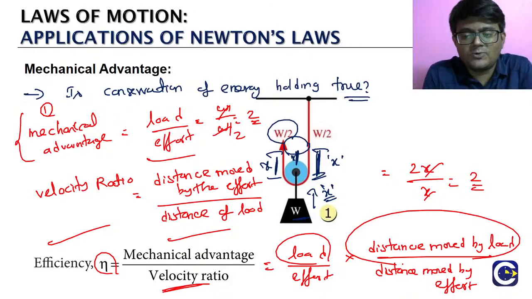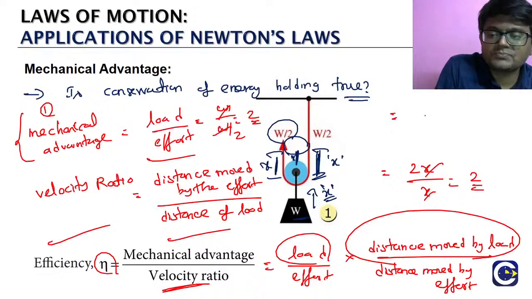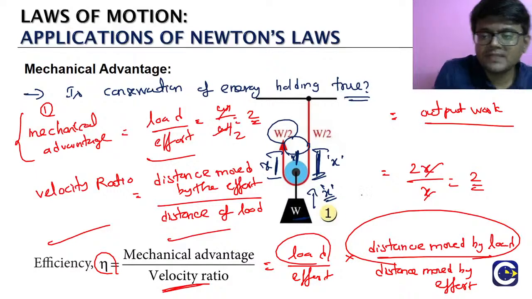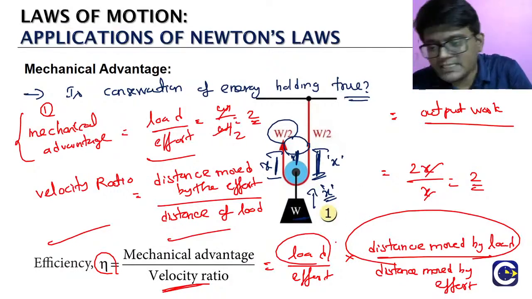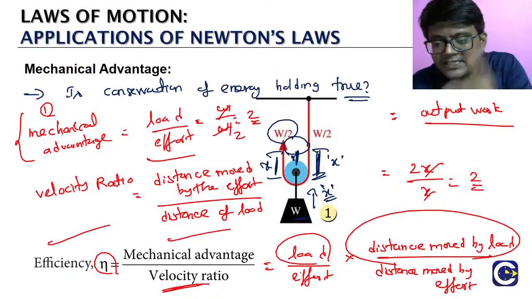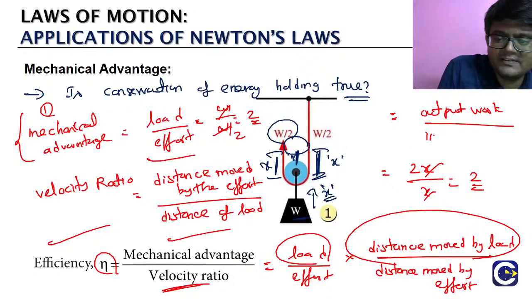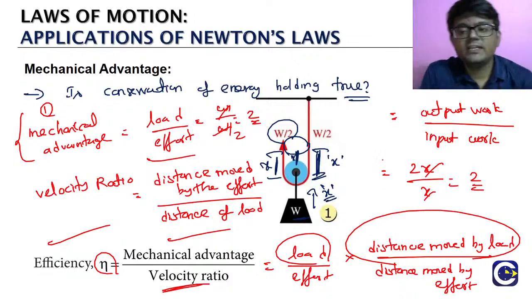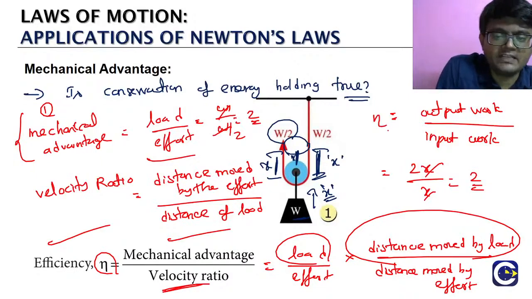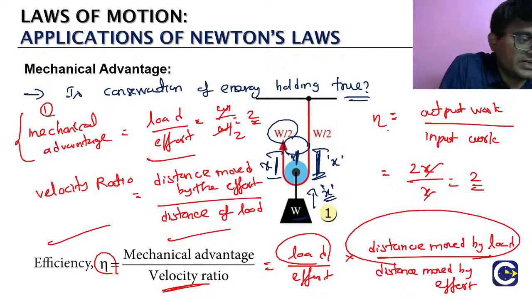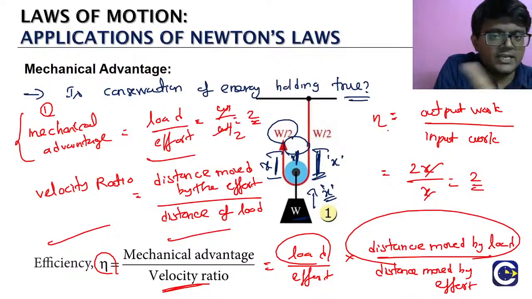Load into distance moved by load. என்னது? This is the output work. அதுதானா? கேள் என்ன? What is there in the denominator? Effort into distance moved by effort. என்னது? Input work. புரியுதா? So efficiency or efficiency factor என்னது? Output work by input work. நீங்க அப்படியே into 100 போட்டா what you are going to get? Efficiency in terms of percentage.